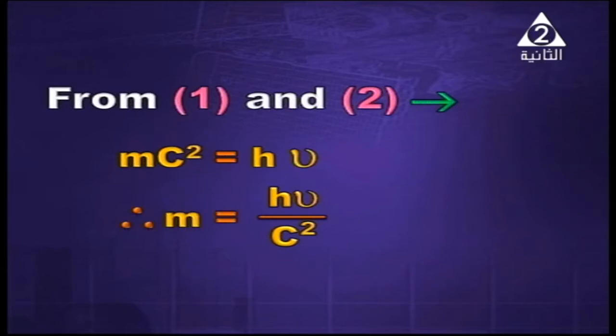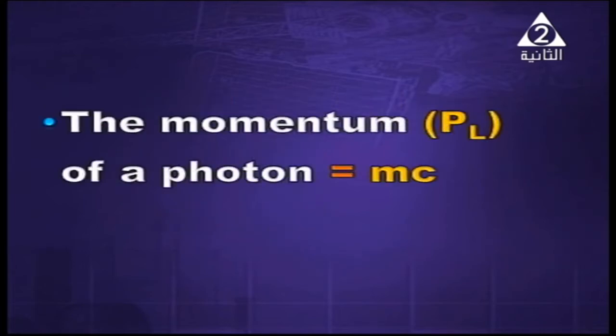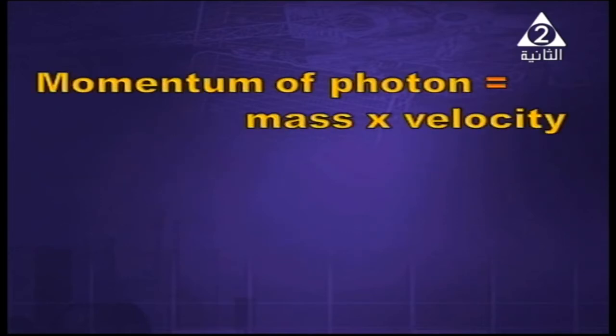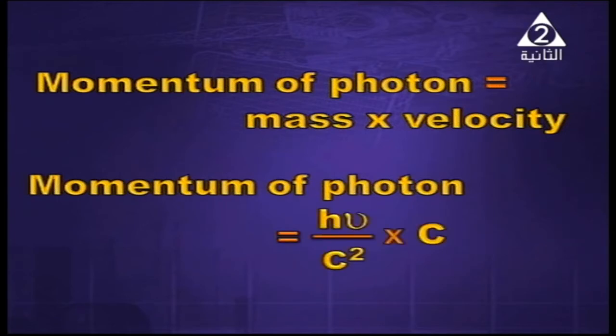So mass of the photon equals h nu over c squared. And what about the momentum of the photon? Momentum is denoted by p, and it is obtained by the product of mass and speed. Speed of light is given the symbol c, so it is the product of mass and c. Momentum of the photon equals mass times velocity, so it is h nu over c squared, which is the mass, times speed c. One of them will be crossed out, so it is h nu over c.